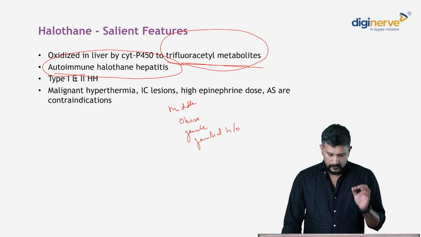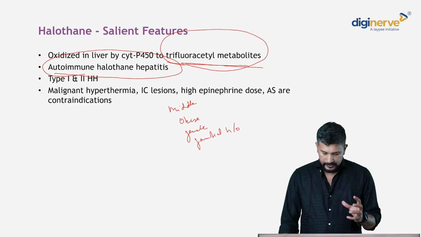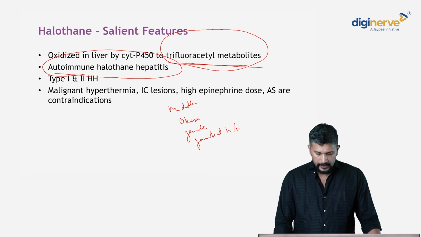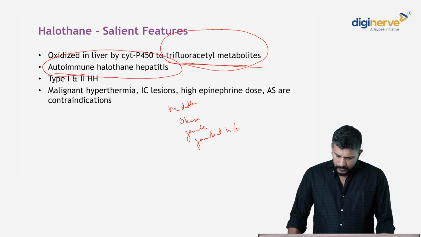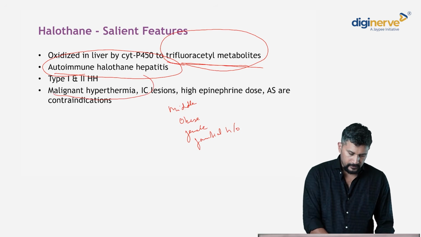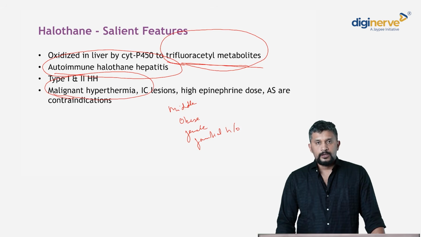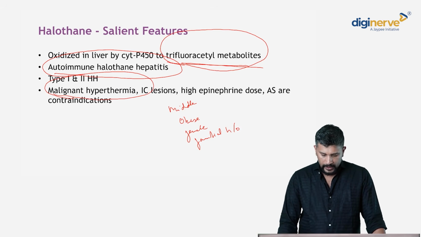It is lethal in almost 50% of the cases. Type 1, however, like we saw, is benign. It is the one which is more common, thankfully, and it is often self-limiting. So the contraindications to halothane use are, of course, malignant hyperthermia, patients with risk factors for malignant hyperthermia, or a patient who has already had a history of malignant hyperthermia. You would not use halothane.